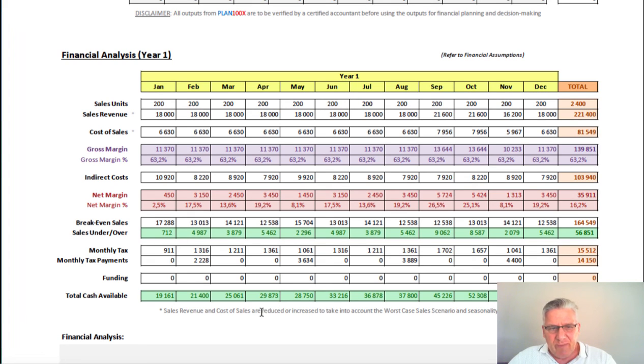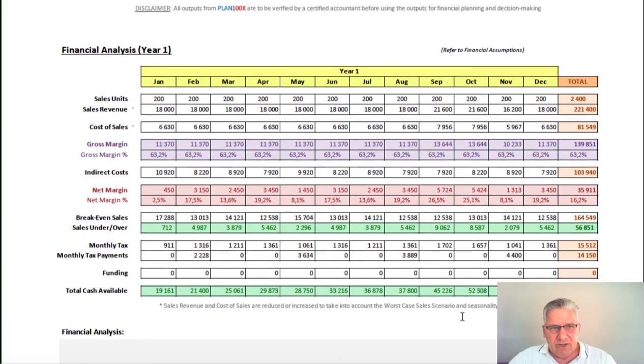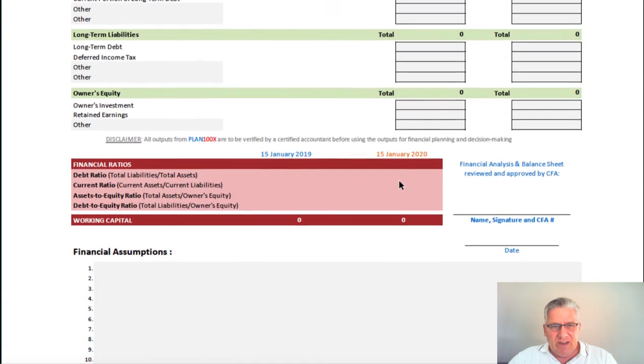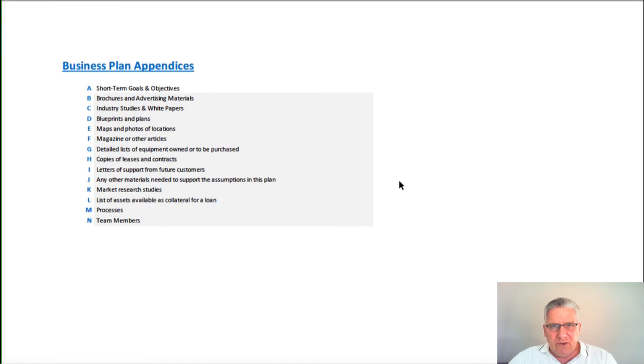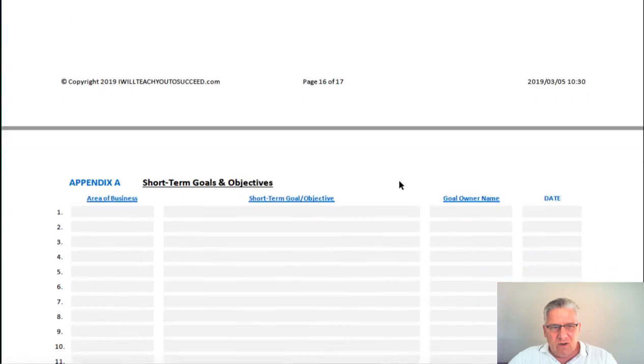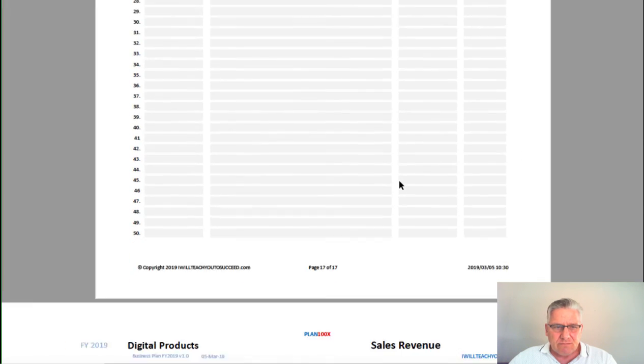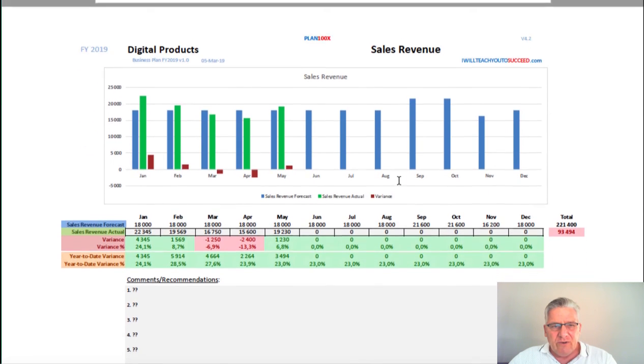Remember to read the small grey print here where I mentioned that there's not a direct correlation between sales units and revenue because of the adjustments for seasonality and taking into account the worst case scenario. We didn't type out a financial analysis, so that is blank, and then the balance sheet we left blank. So all in all, looking really good. We then go on to short-term goals and objectives, followed by all the graphical outputs.